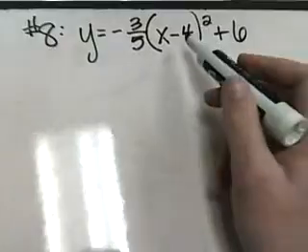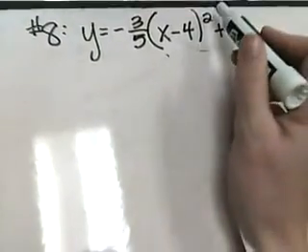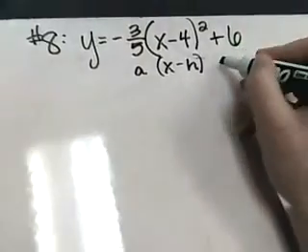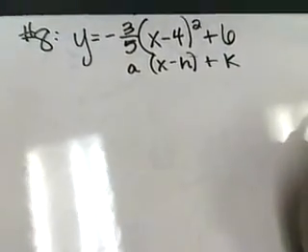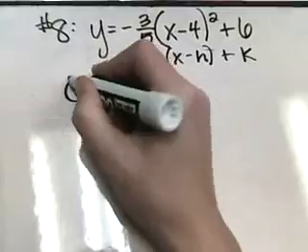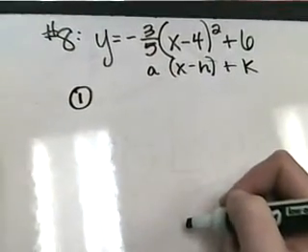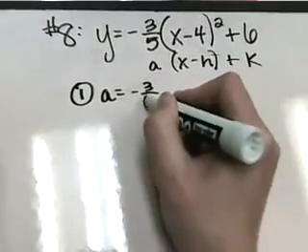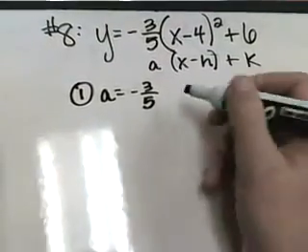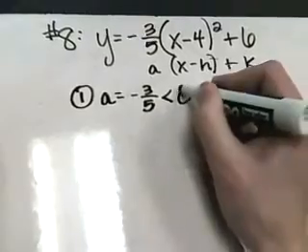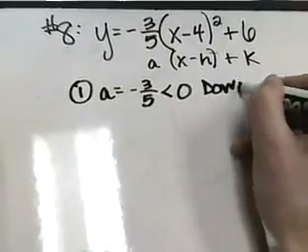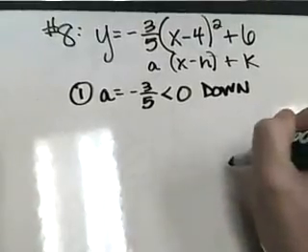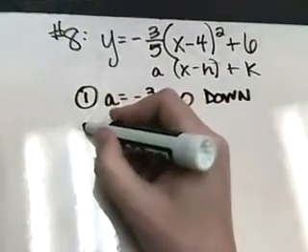Okay, again, we know this is in vertex form because we have a quantity squared. So here's my a, my x minus h, and my k. First step is still the same. Does this open up or down? Well, a is negative 3/5 in our case. Negative 3/5 is less than 0, so that tells me it opens down. So I kind of have that hill shape in my mind that I know it's supposed to look like.